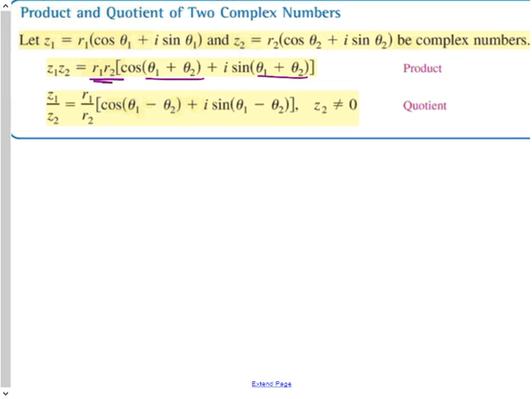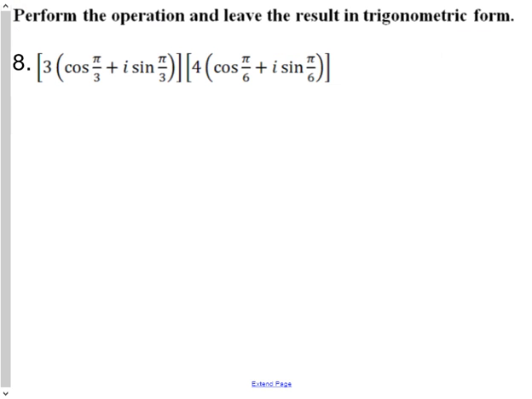absolute values are multiplied. If we're dividing, same idea, except backward, right? Dividing our radius, subtracting our angle. And again, with the note that Z2 cannot be 0. Okay? We'll do a couple of these problems. So again, now we're multiplying. So here's our r1, r2.